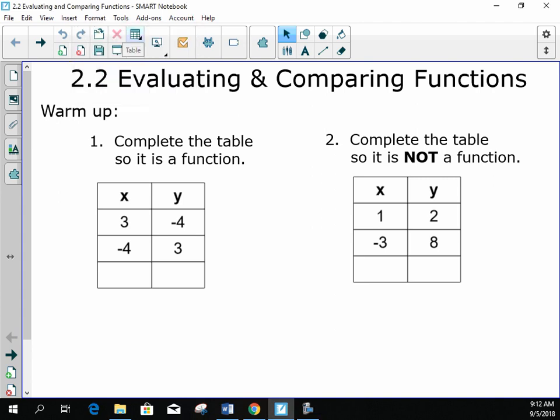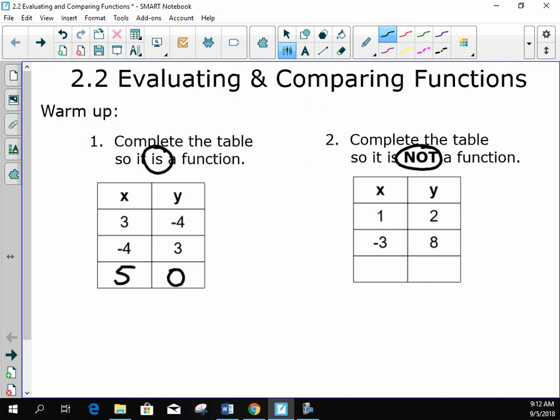Okay, this is 2.2. We are going to be going over the warm-ups. You have to be careful. So it is a function. That means I have to make my x value different so I can put 5, and I don't care about the y value. Not a function. We have to make it the same. However, now I care about the y value. I use the same x, but I cannot use the same y that x has. So now I'm good. That's not a function because the x repeat.